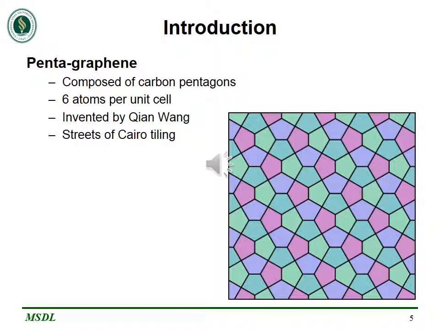She was dining at a restaurant in Beijing and noticed the artwork on the wall showing pentagon tiles from the streets of Cairo. So she had an idea, and she had her students check the stability of a carbon structure made in this pattern.